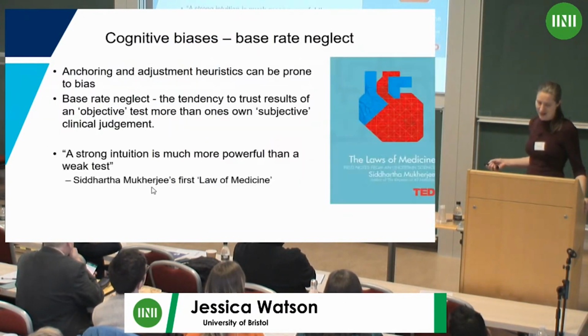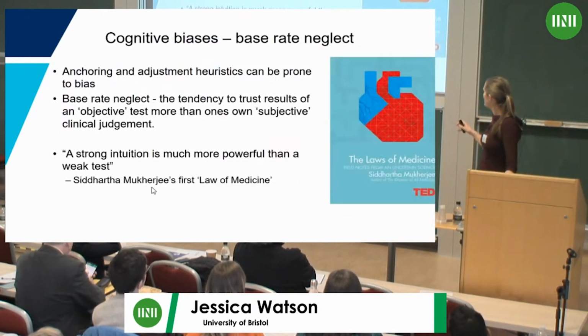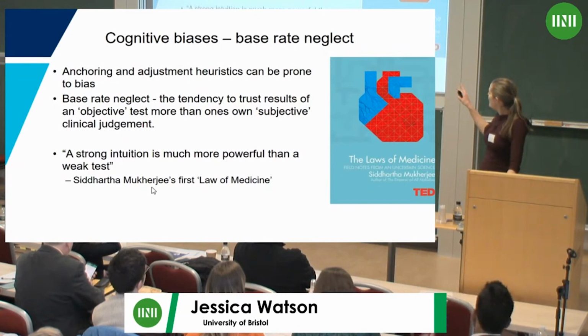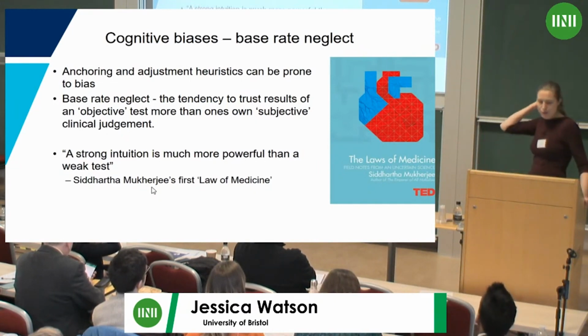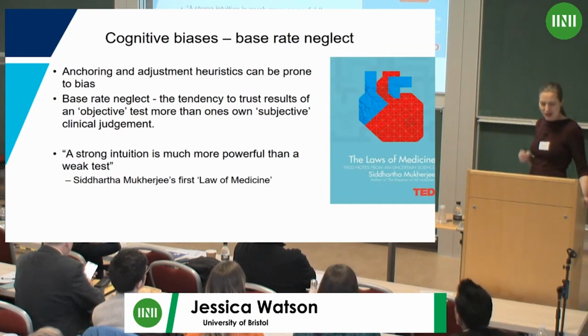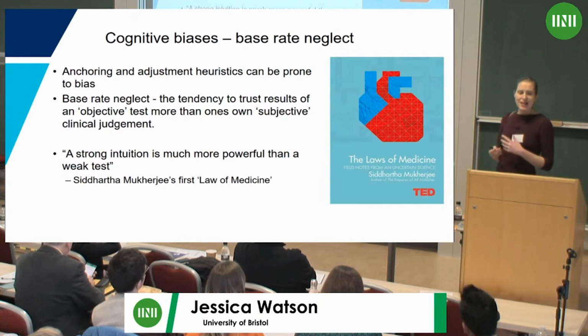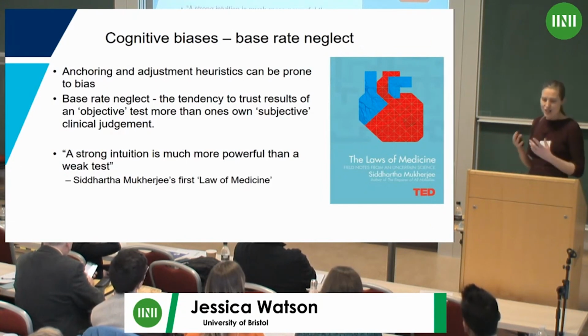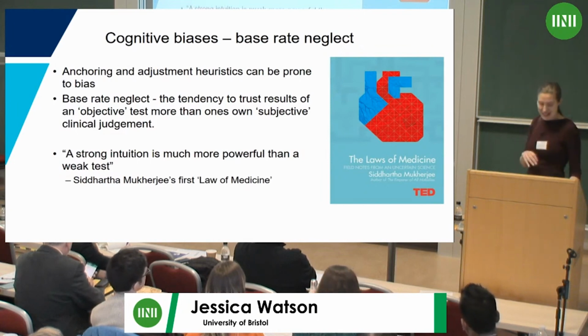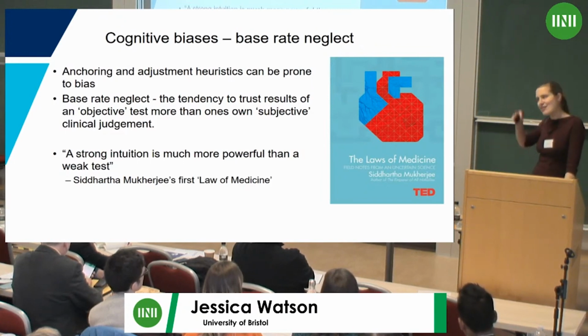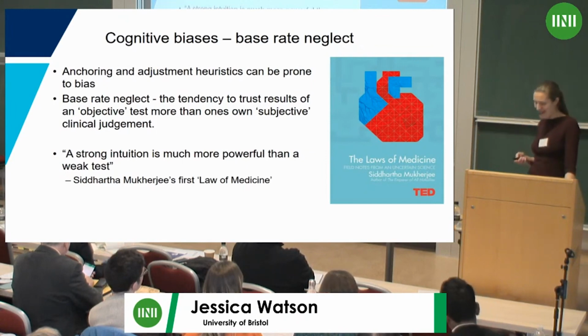And I think a really nice summary of this was made in a short TED talk and book that goes with it about the laws of medicine, one of which was that a strong intuition is much more powerful than a weak test. So this is because heuristics, anchoring and adjustment can be prone to biases, and there's a tendency to trust the results of an objective test more than one's own subjective clinical judgment. So there's a science, there's maths, and there's also an art to medicine. I think the challenge is pulling these together.